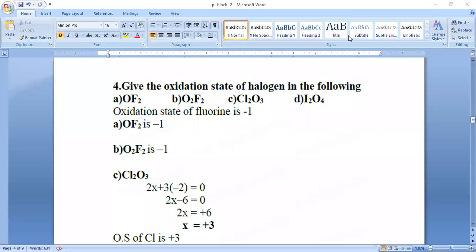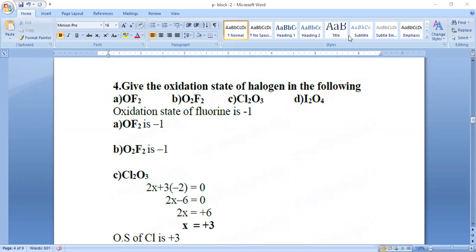Next, question number 4. Find the oxidation state of the halogen in the following. First one, OF2. The oxidation state of fluorine in OF2 is -1. Second, O2F2. The oxidation number of fluorine in O2F2 is -1.